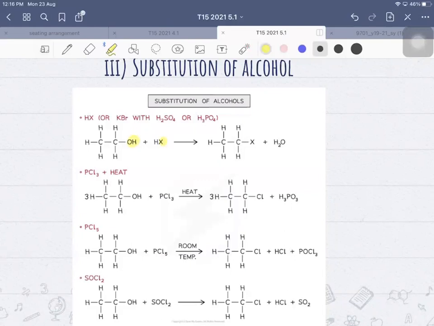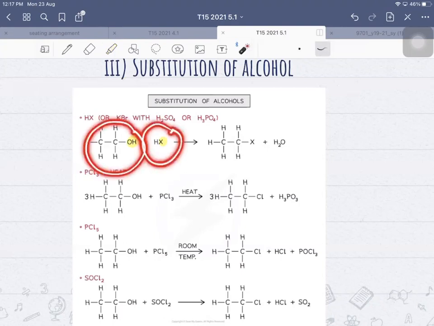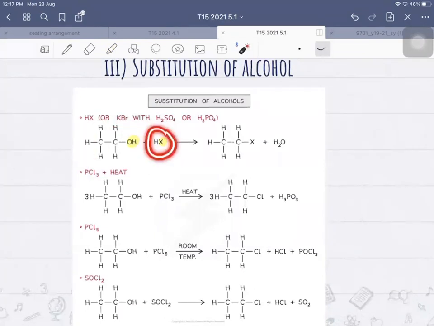Okay, the first type is the reaction of alcohol with hydrogen halides, so HX, where X can be HCl gas or HBr. Now, the problem with hydrogen chloride gas, not HCl hydrochloric acid, or hydrogen bromide in the purest form, is that we cannot store it in a bottle because hydrogen chloride gas is a gas. The only way you can add this reactant together with the alcohol is by making hydrogen halides on the spot. We call this in situ. You make it inside the reaction mixture together with the alcohol.